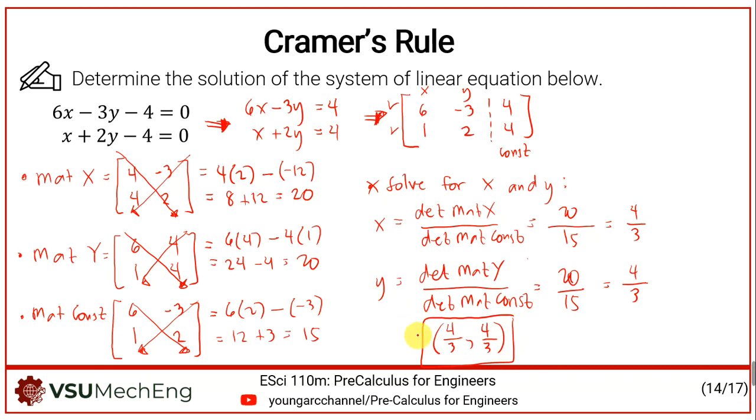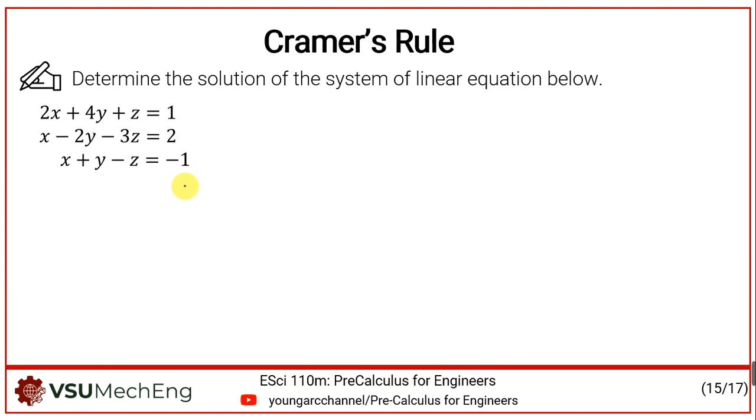To check this, your assignment is to substitute these values back into either of these two equations. If it satisfies, then this ordered pair is indeed the solution of our given system of linear equations. So this is how you carry out Cramer's rule for two equations with two unknowns. Now let's try three equations with three unknowns.